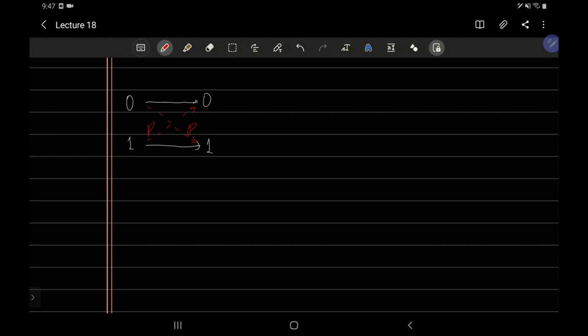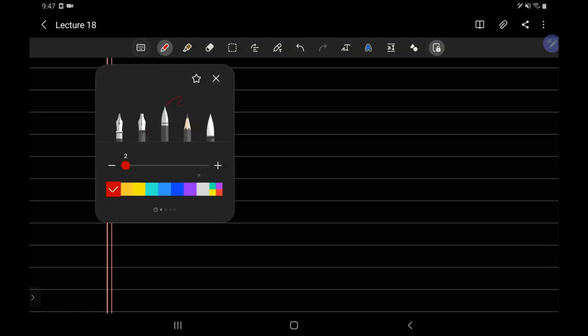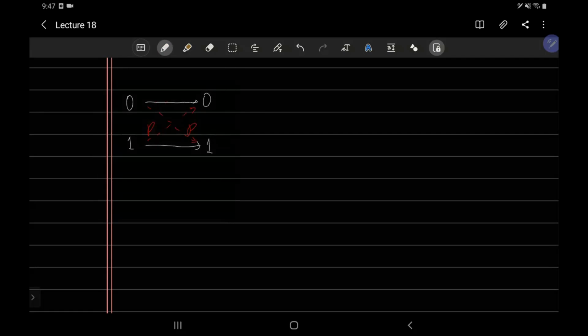We call this type of channel a binary symmetric channel, and for the rest of the discussion, I will simply assume this concept. Now, what is the probability that zero will be transmitted as zero? It will be 1 minus p. And similarly, one goes to one with probability 1 minus p again.